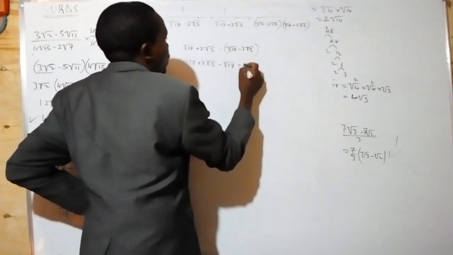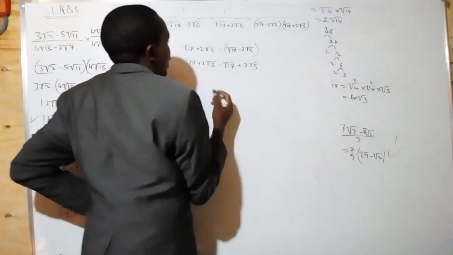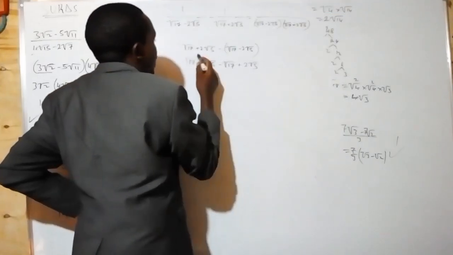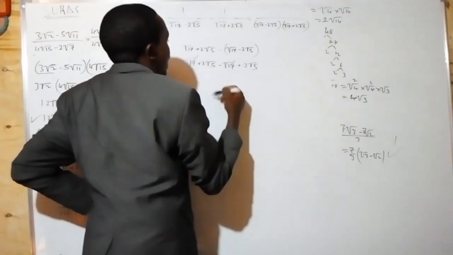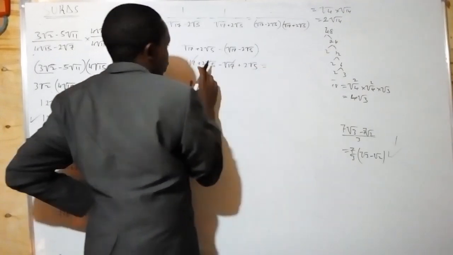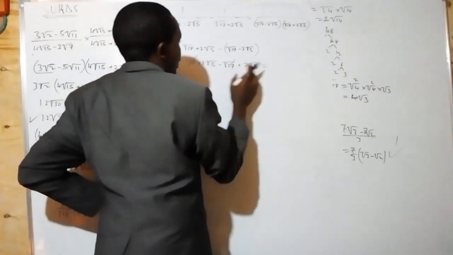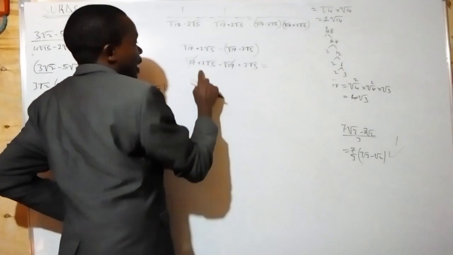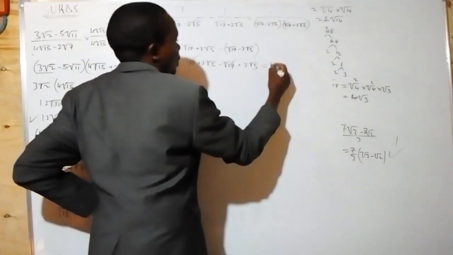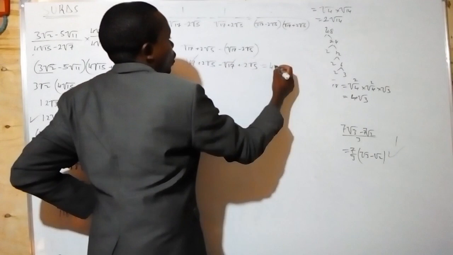Root 17 minus root 17 cancel to 0. 2 root 5 plus 2 root 5. First of all, we take what is outside the bracket, the 2 plus 2, it's 4. Then root 5 was common to both. This is our numerator. We proceed to denominator.